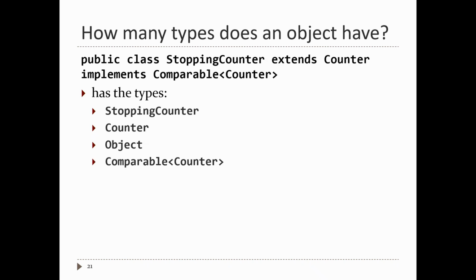Now StoppingCounter extends Counter. Don't forget Counter extends Object, so StoppingCounter also extends Object. And we've implemented Comparable; I guess we assume Counter implements Comparable. So every StoppingCounter has 4 types: StoppingCounter, its direct superclass Counter, whatever superclasses Counter has, so that's Object, and whatever interfaces have been implemented, so that's Comparable. So every StoppingCounter has 4 types.